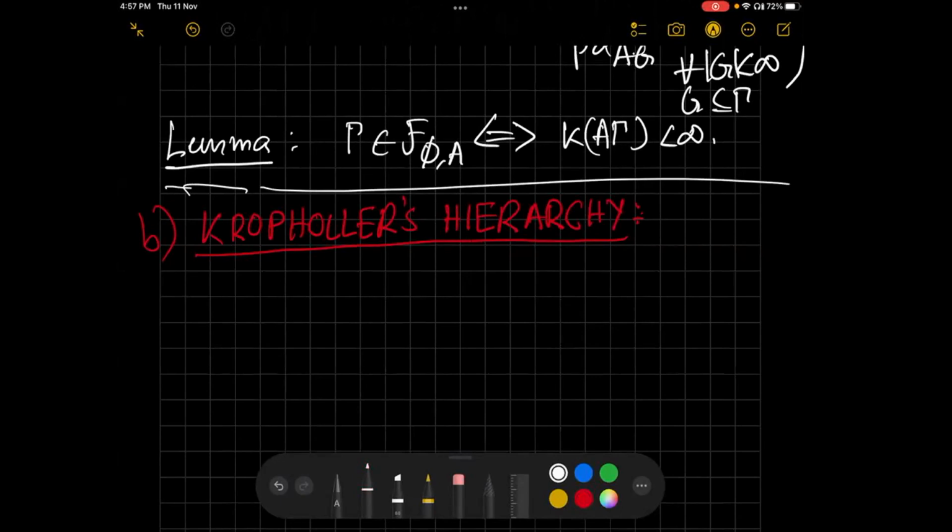Excuse me, can I ask a question just real quickly? Could you give some examples of groups? Yeah, right now, I'll do that. Actually, I want to define Kropholler's hierarchy, and then I'll give examples and non-examples. Okay, great, thanks. Actually, I was thinking about that right now. Should I give examples before? Yeah, thank you. I'll do that right now.